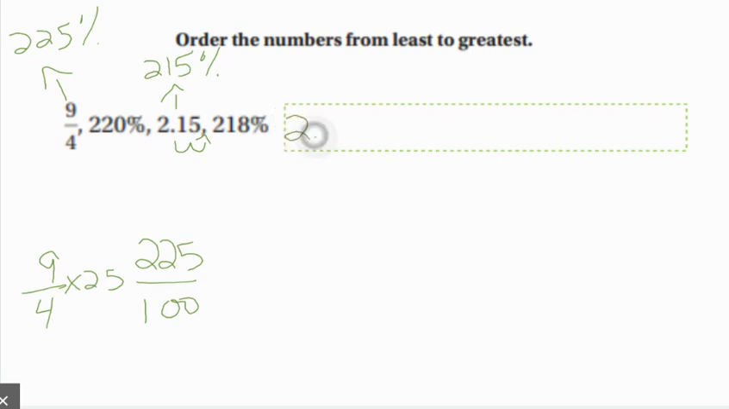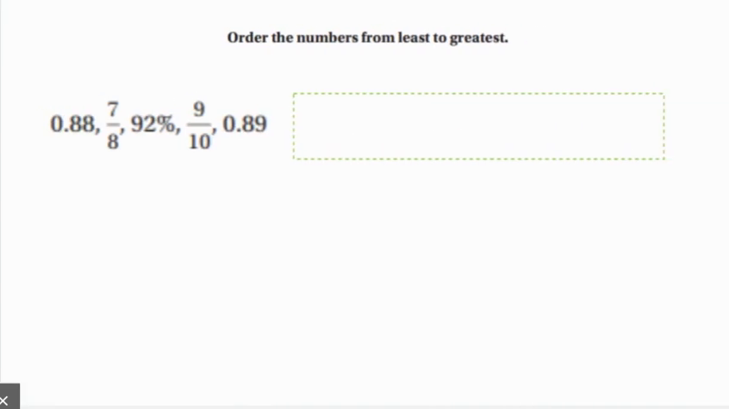215%, but we have to make sure we write it as the original. So 2 and 1500ths is less than 218%, which is less than 220%, and then which is less than 225%, which is a fraction 9/4. And make sure you're using the less than sign as best you can.